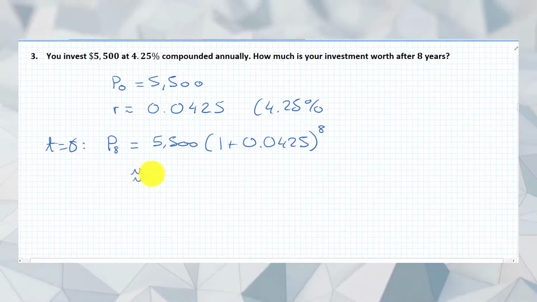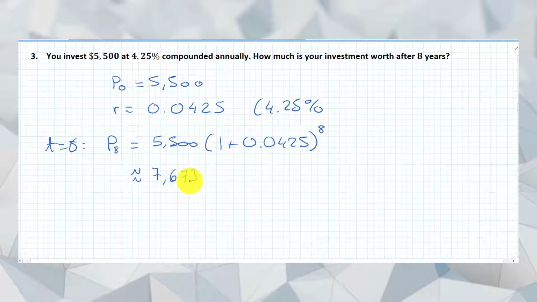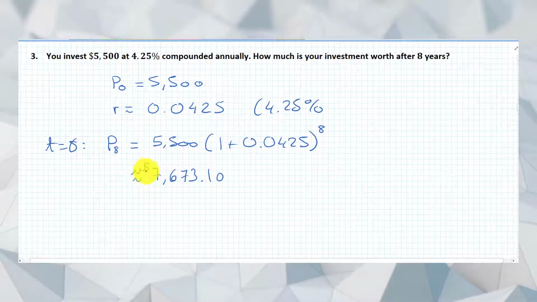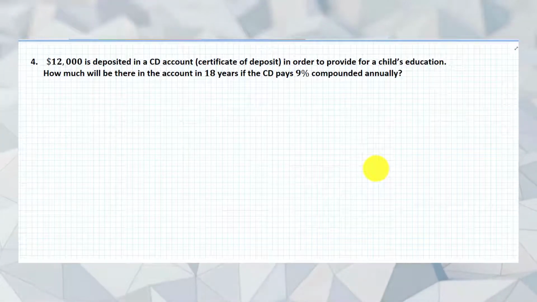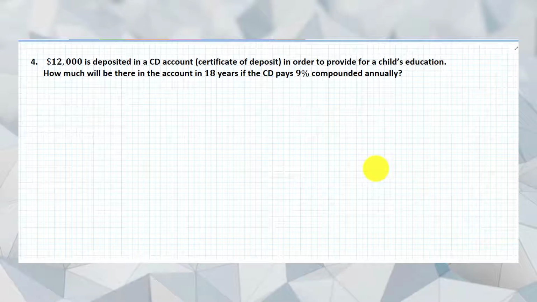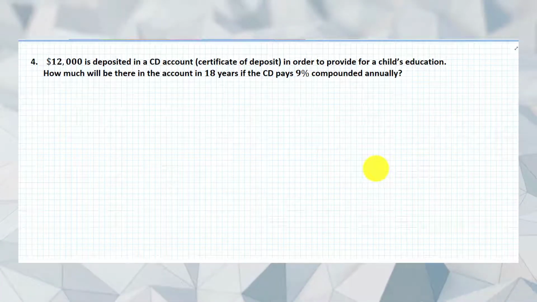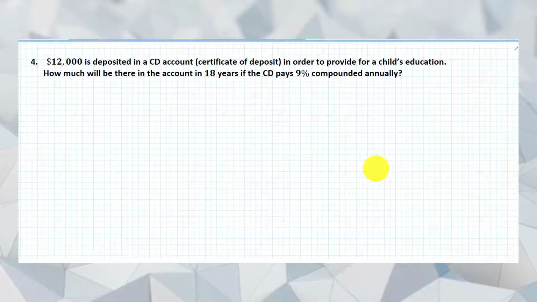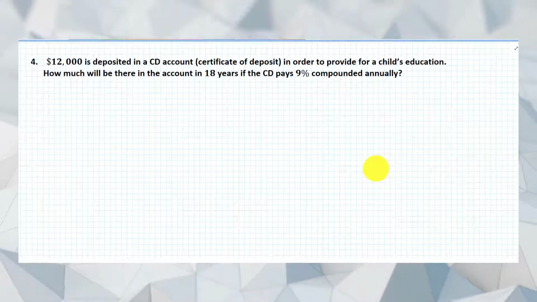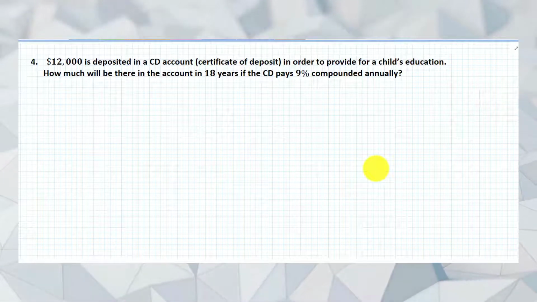So this is about $7,673.10. All right, next example. This time, $12,000 is deposited in a certificate of deposit account in order to provide for a child's education. How much will be in the account after 18 years if the CD pays 9% compounded annually?